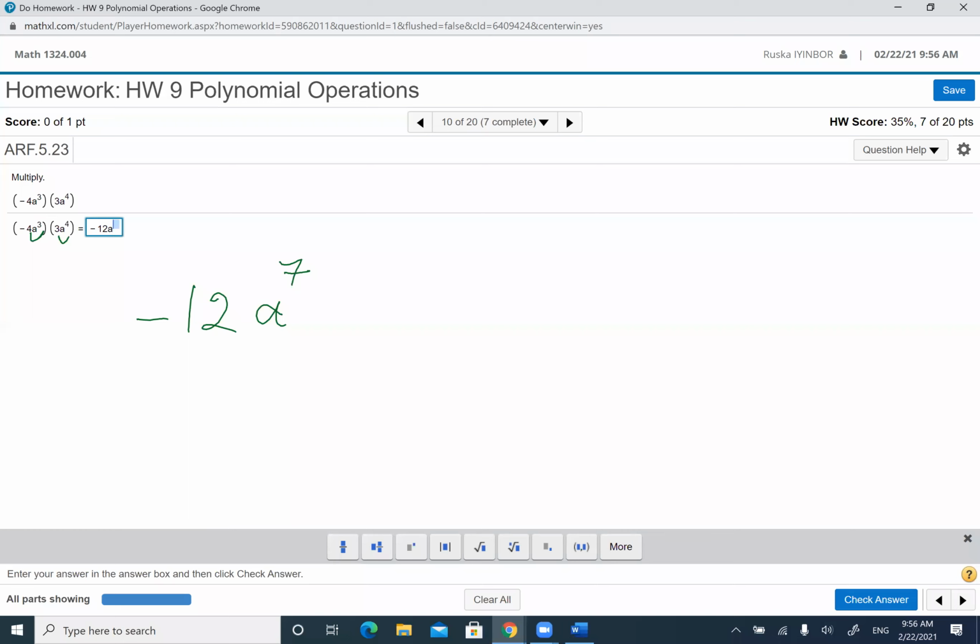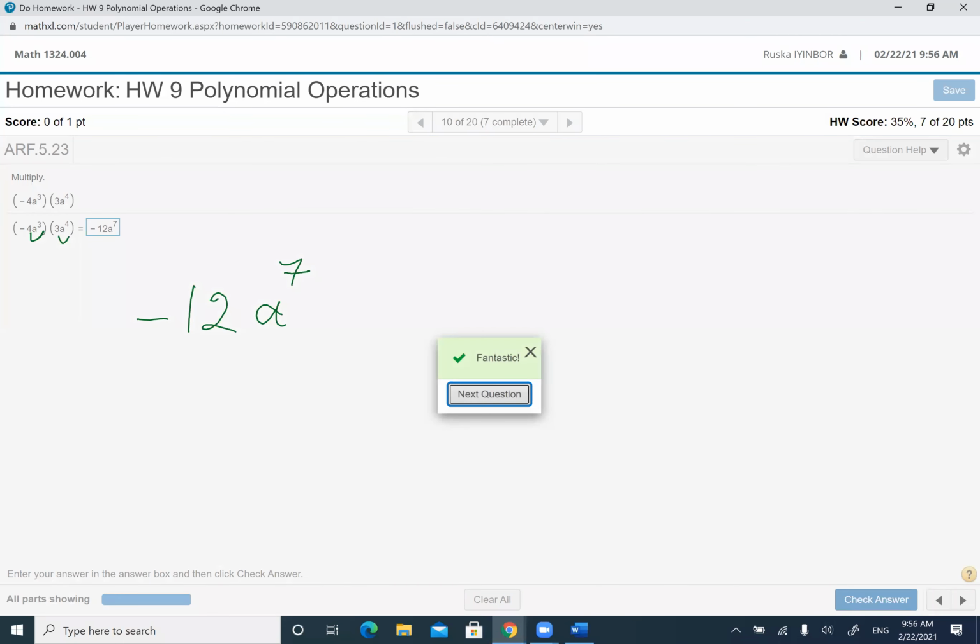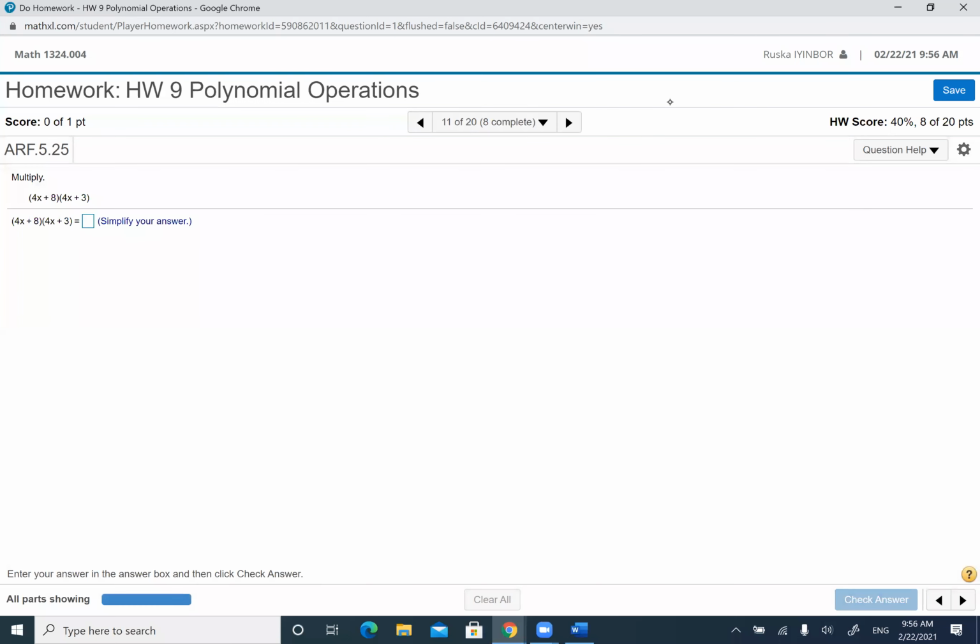-12A with exponent 7. Okay? That's how you do that. The next one is FOIL. I show you a few different methods of this. You can FOIL or you can combine like terms, but make sure you simplify them. This is the same way. You're gonna FOIL, distribute, or use the table, doesn't matter.